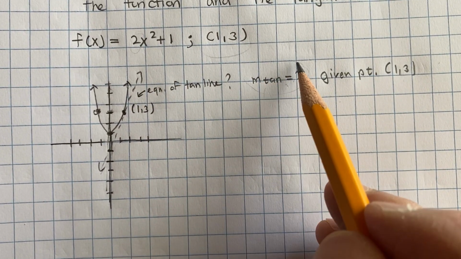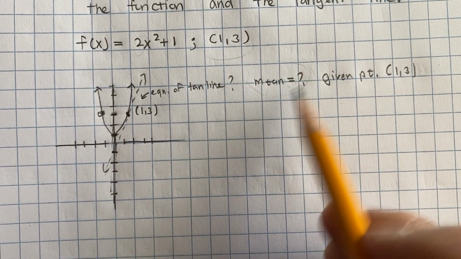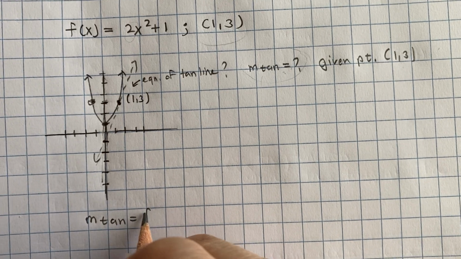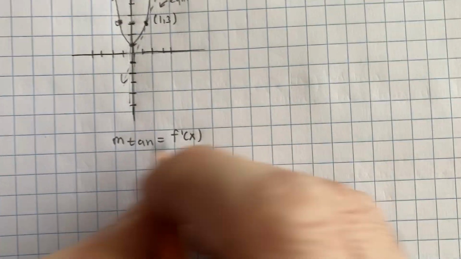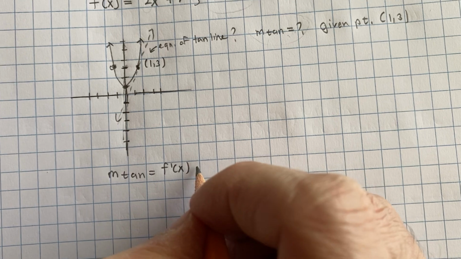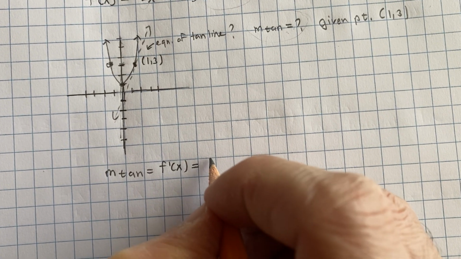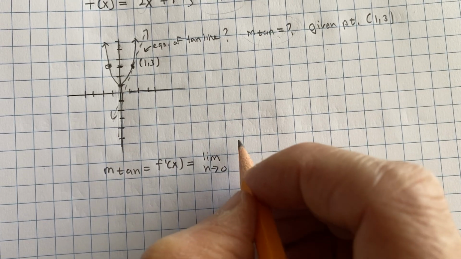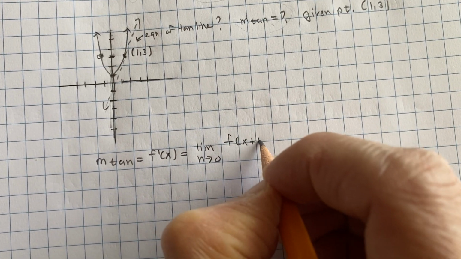So all I need is the slope of the tangent line. Well, to find the slope of the tangent line, m tan is just f prime of x. That was the connection for this section. And you're going to have to use the limit process again. So let's do it. Let's do a quick review. Limit as h goes to 0 of f of x plus h.